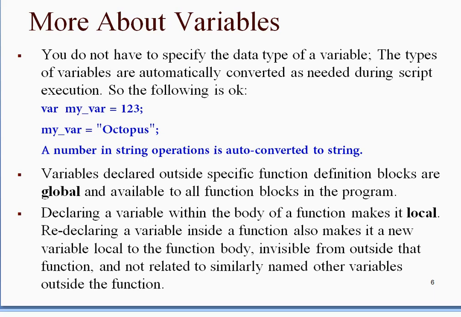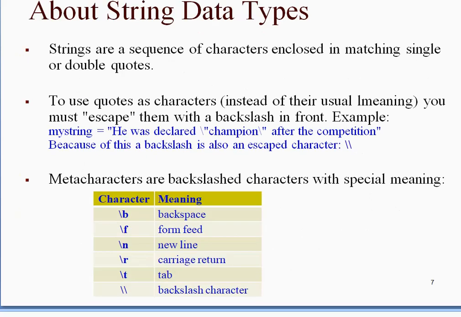Variables declared outside specific function definition blocks are global, and therefore they're available to all function blocks in the program. Declaring a variable within the body of a function makes it local to that function. Redeclaring a variable inside the function also makes it a new variable local to the function body, invisible from outside that function, and not related to similarly named other variables that may have been used outside that function.